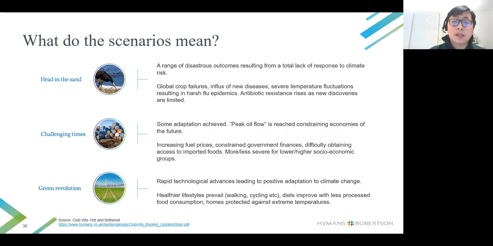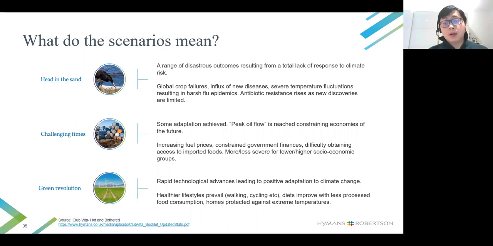Instead, if we use the head in the sand scenario as an example, this scenario represents a lack of response from governments and corporates, which means that carbon emissions are not controlled. This in turn will lead to global temperatures rising significantly above the 2-degree target, which eventually leads to a range of disastrous outcomes. So these outcomes could be things such as global crop failures, an influx of new diseases, or an increase in preventable diseases, or even severe temperature fluctuations resulting in harsh flu epidemics, all of which will result in an increased demand on the healthcare system. So these are the things that we've seen in the different stages of the Hymans network earlier.